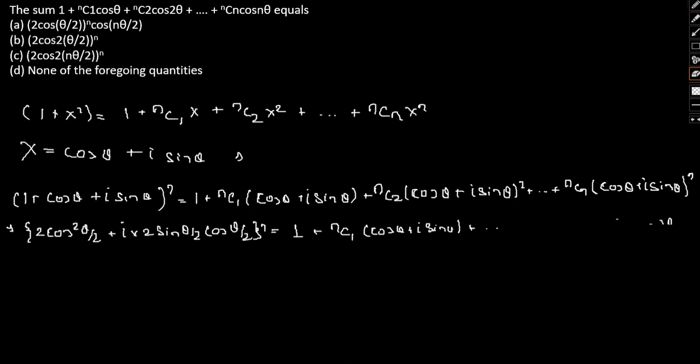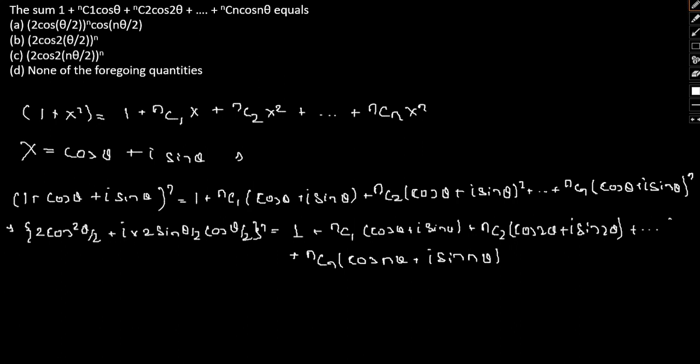Let me just expand upon this so that things become a bit more clear. So this step will further be written as 1 plus nC1 (cos theta plus i sin theta) plus nC2 (cos 2 theta plus i sin 2 theta) plus dot dot dot plus nCn (cos n theta plus i sin n theta). Okay, I hope this is clear.